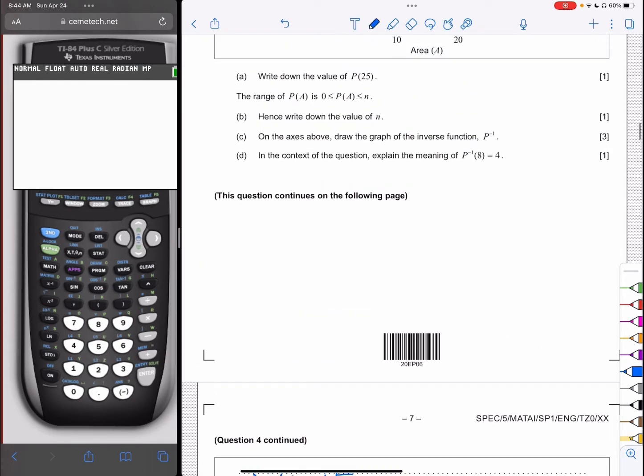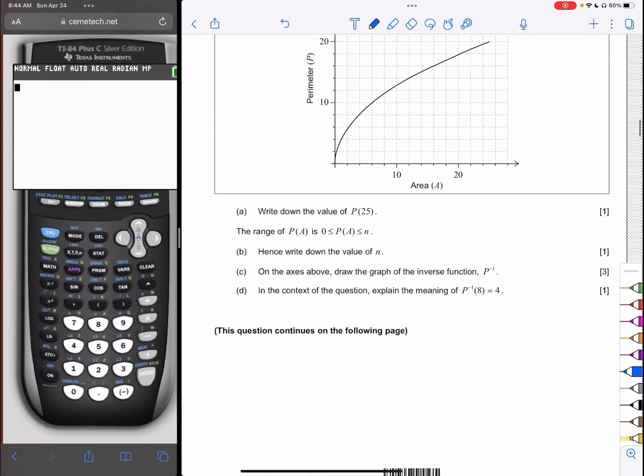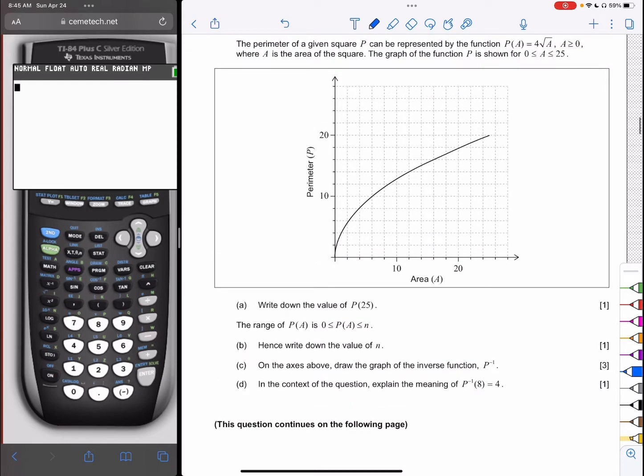Okay, so part C, they say on the axis above, they want us to draw the inverse. Okay, so we should know that an inverse function has to be symmetrical about the function y is equal to x, or in this case, P is equal to A. And I also have to invert my x and y values. So what I'm going to do is I'm going to just look at a couple points and I'm going to invert my x and y values here.